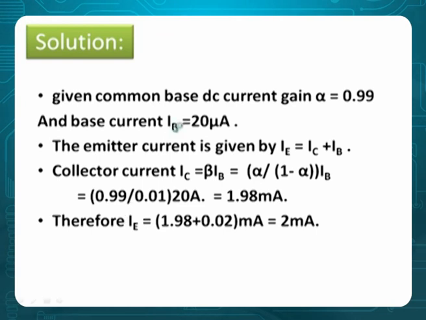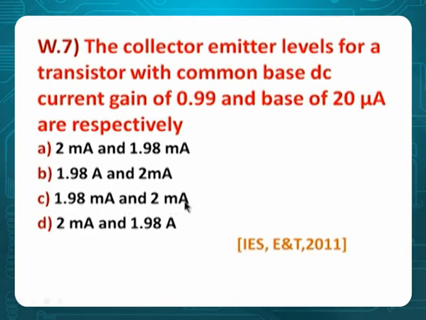Look here, you know the characteristics. Alpha is 0.99, IB is 20. So emitter current is IC plus IB. What is collector current? Beta times IB. Beta is alpha by 1 minus alpha, that is 99, into IB, you will get 1.98. If you add this 20, you will get about 2. 20 micro means 0.02 milli, therefore it is 2. So from alpha we get beta. From beta, IC equal to beta times IB, we get IC. That IC and that IB, if we add, IE will come. That's the whole idea, and option is C there. Option is 1.98 and 2 milli.